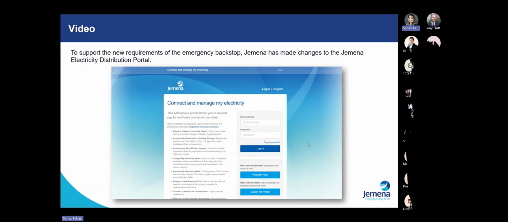In this video, we will be teaching you how to submit your applications for a solar pre-approval and how to apply to commission your inverter. To start the process, you will first need to log in to the Gemina portal. This can be found on the Gemina homepage. If you have never logged in before, simply register and follow the process.